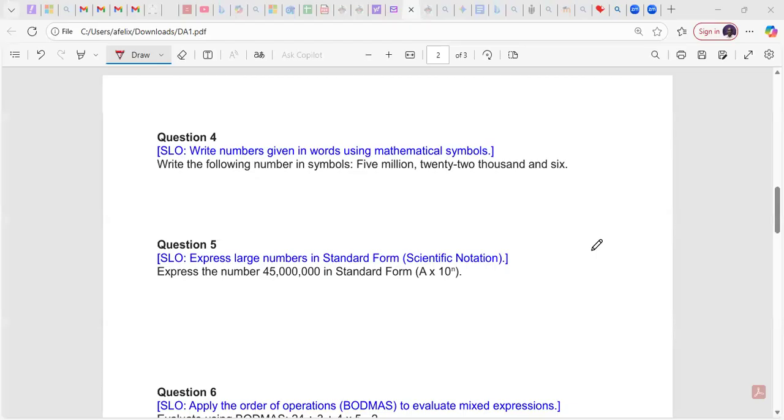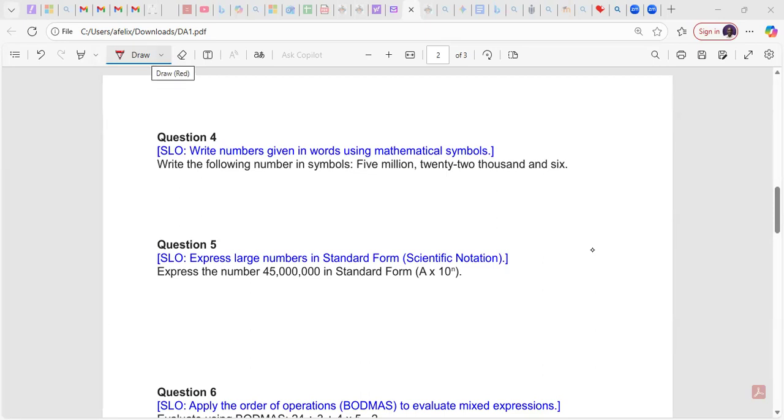So question number 4 wants us to write the actual number using the words for those numbers. So in this question, you're given 5,022,006. So let's see how we can write that. 5,022,006. So usually you would write it exactly how it sounds, right?